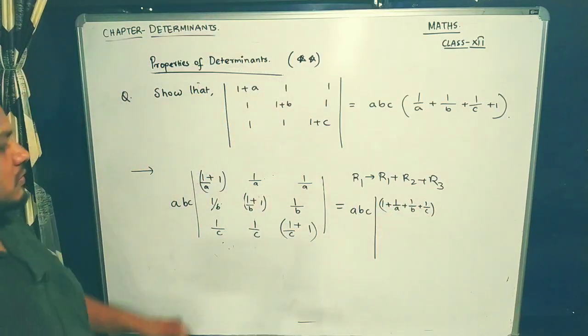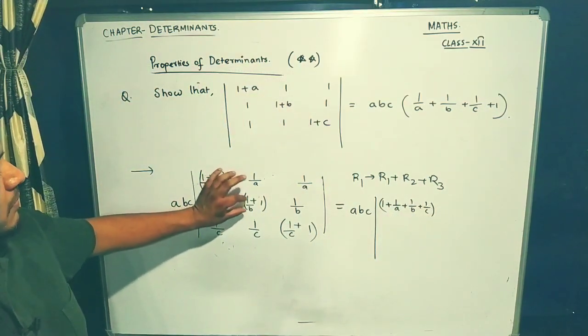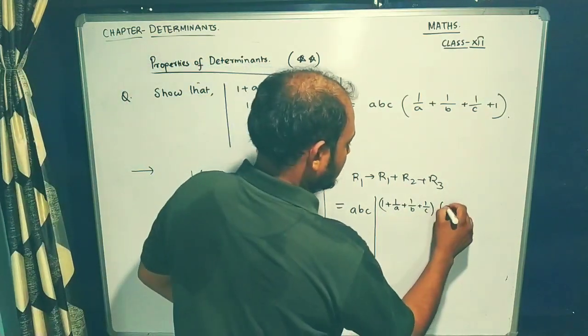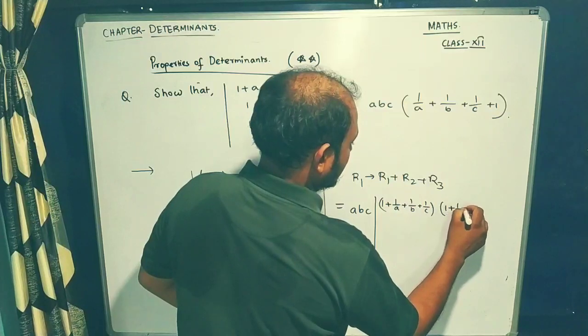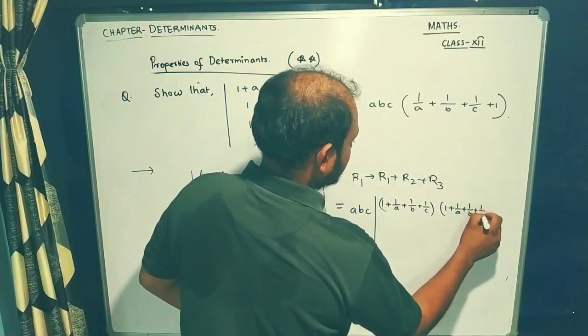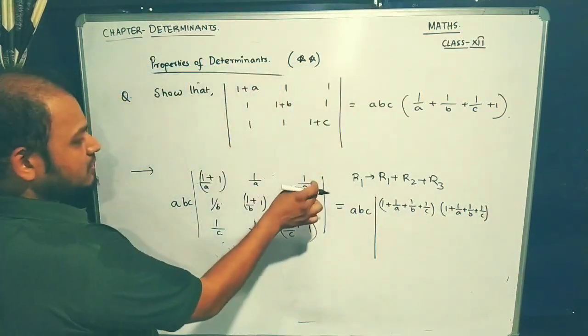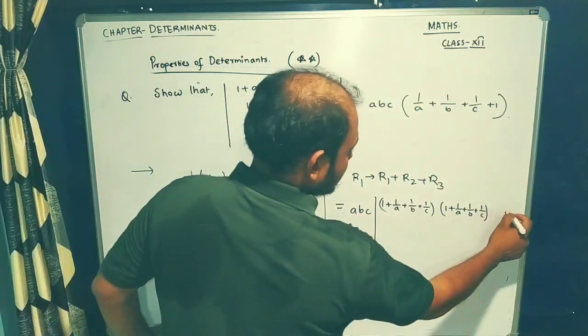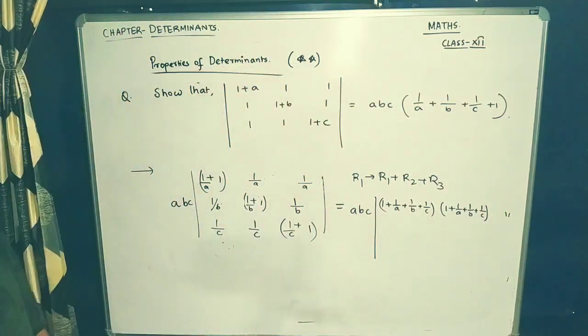What about the next one? 1 by a plus 1 by b plus 1 by c. It is the same as this. So the second element is also 1 plus 1 by a plus 1 by b plus 1 by c. And similarly, the third element is 1 by a plus 1 by b plus 1 by c plus 1. It is the same as this. It is the same element.